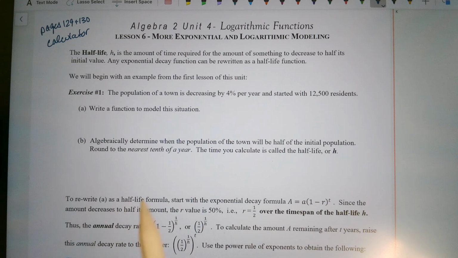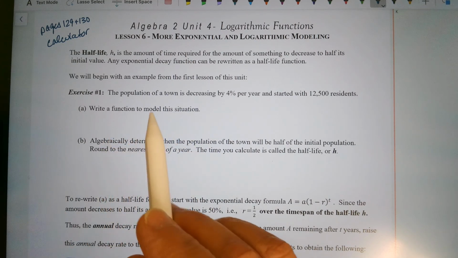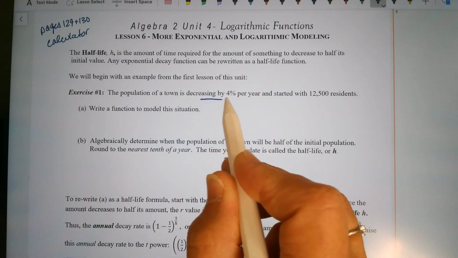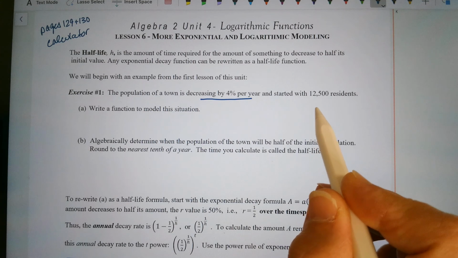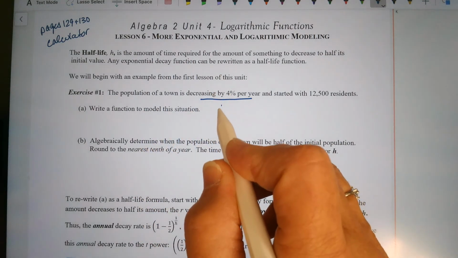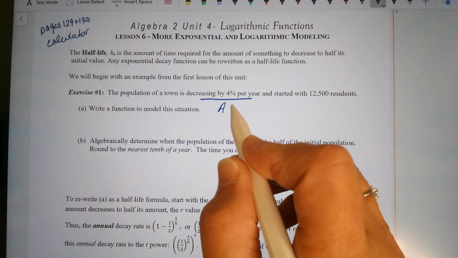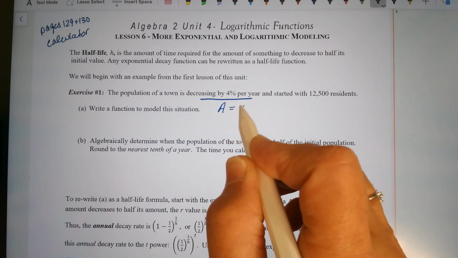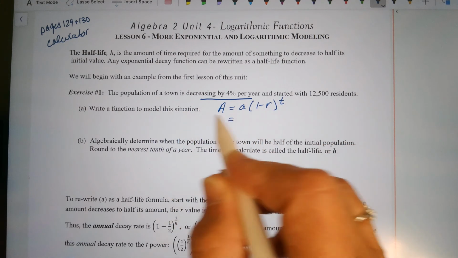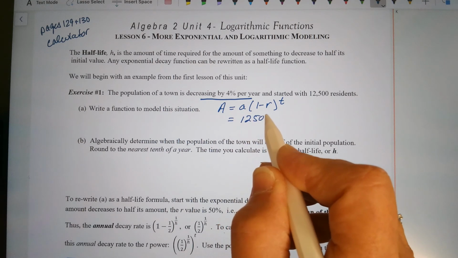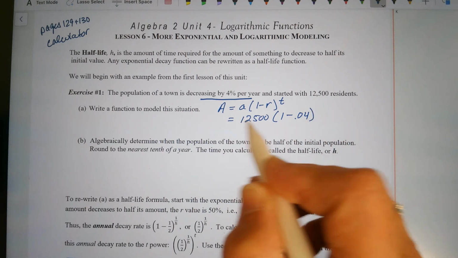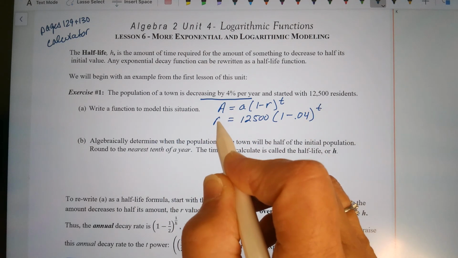We'll begin with an example from our first lesson in this unit. The population of a town is decreasing by 4% per year and started with 12,500 residents. Write a function to model this situation. Well, this is our decay model. Capital A equals lowercase a times 1 minus r to the t. Lowercase a is our 12,500. 1 minus r is 0.04 to the t.